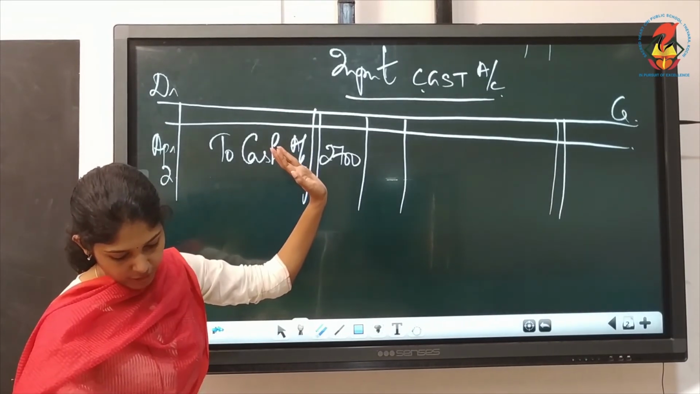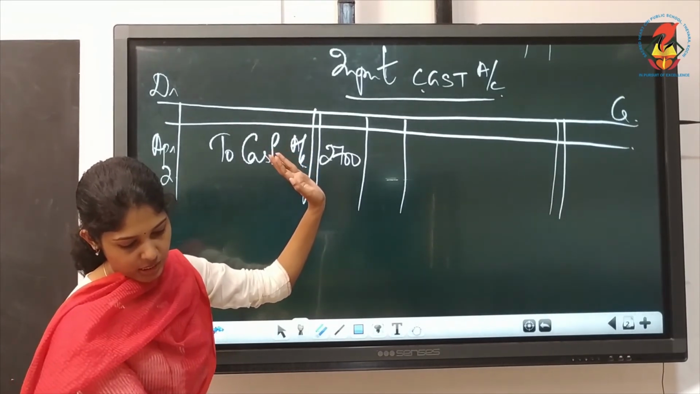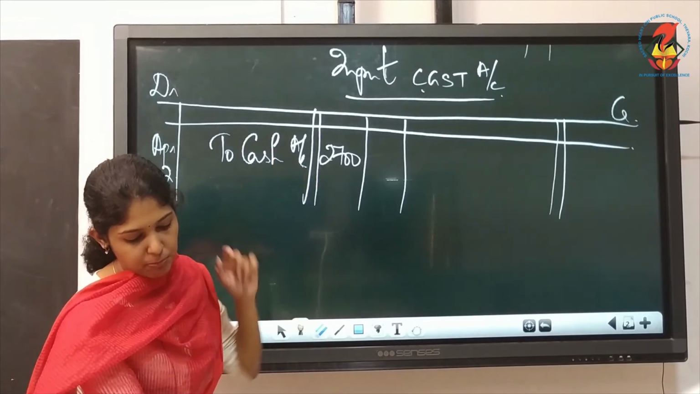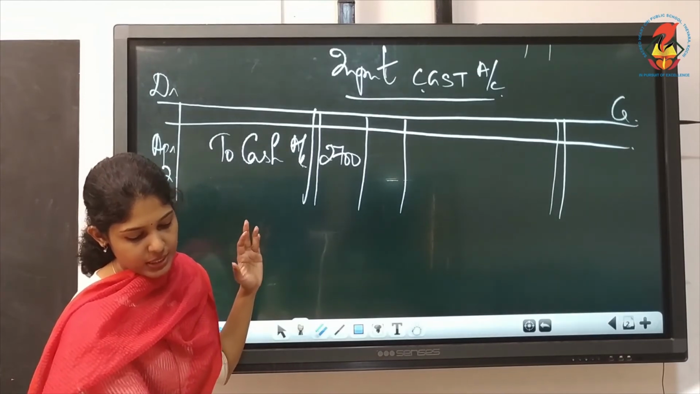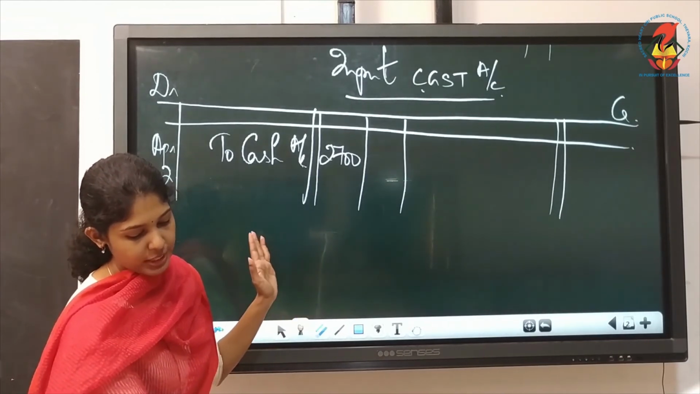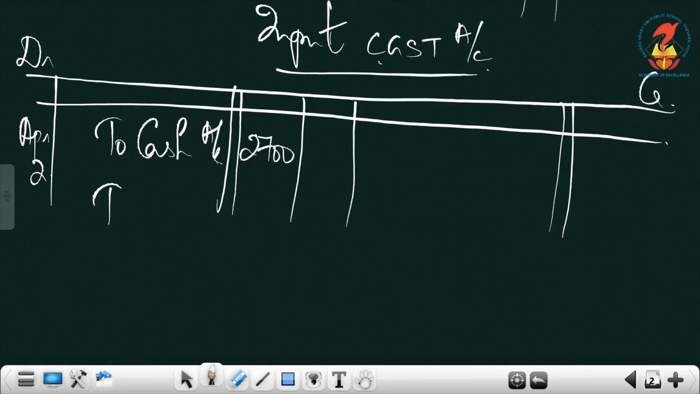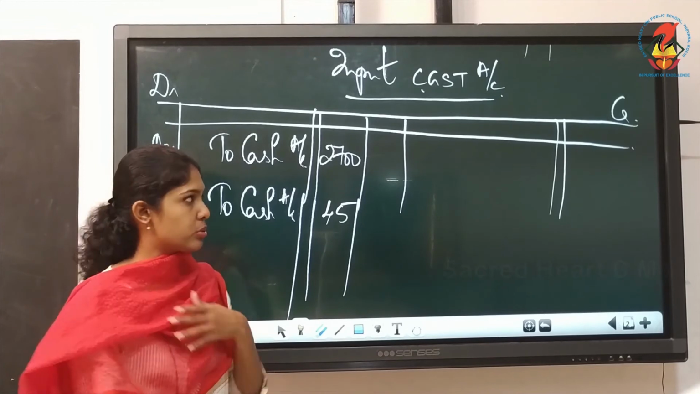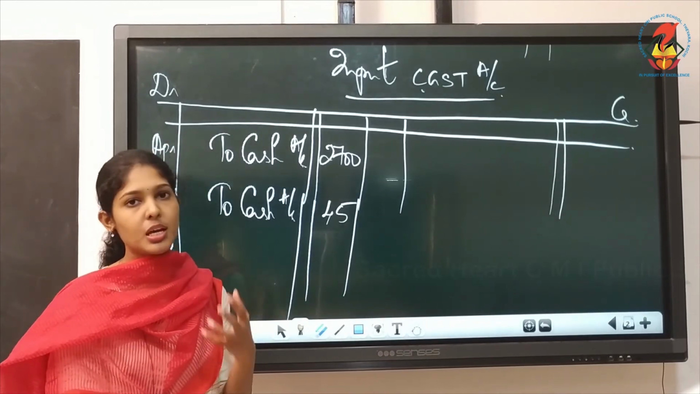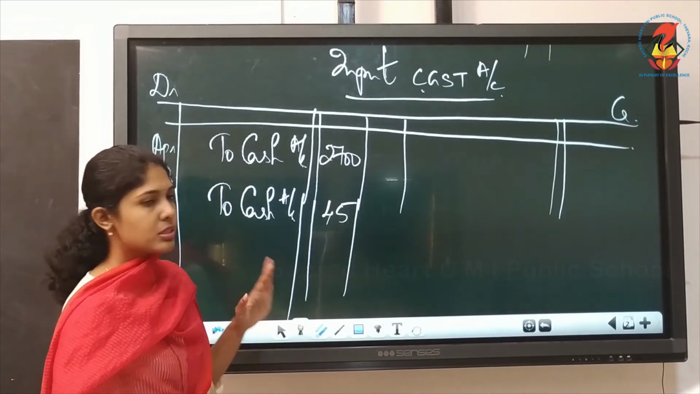Okay, then you have input CGST in the transaction on April 30th. There also CGST is debited and you must write to cash there. What is the amount of CGST? Just look into that transaction, April 30th, the entry, that stationery account. So that is 45 rupees. So this is how you have to do the posting. Input CGST account is over. Understood?